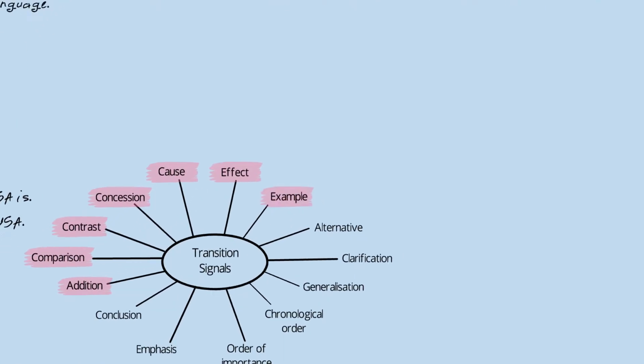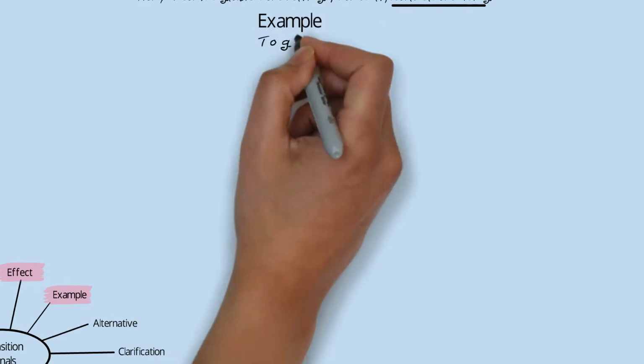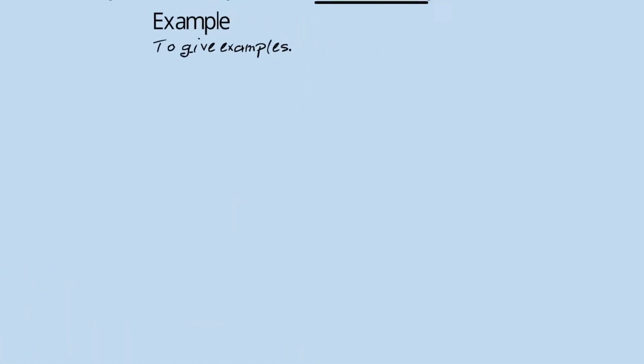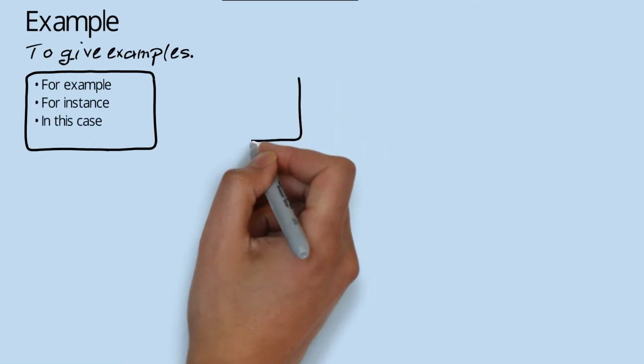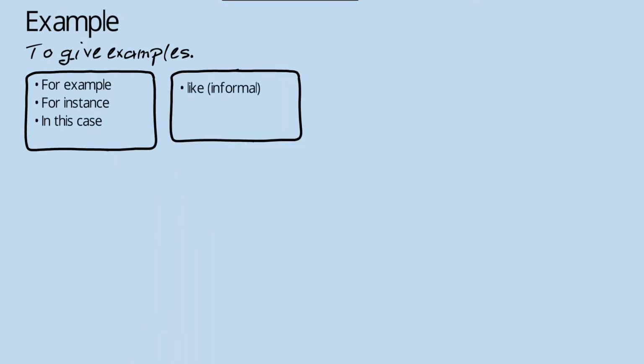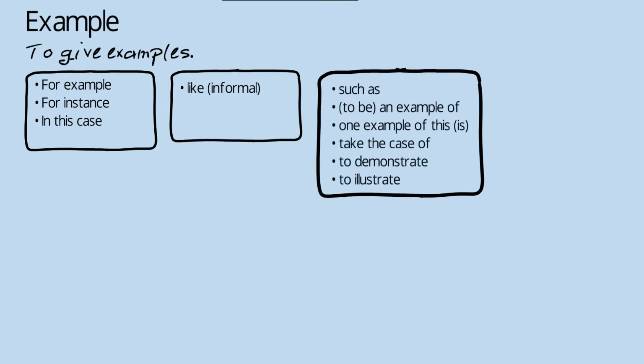Let's now have a look at example transition signals. So obviously these are used to give examples. So we have sentence connectors, for example, for instance, in this case. Clause connectors, the word like, but this is informal, so try to avoid this in your academic writing. And then several other transitions, such as to be an example of, and so on.